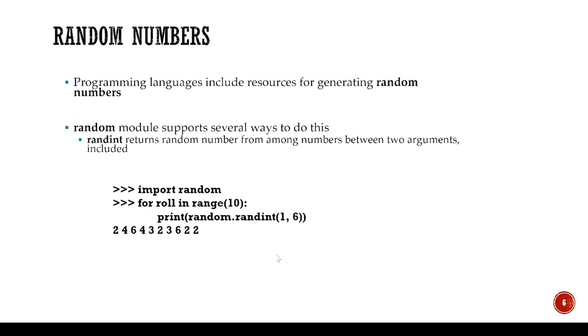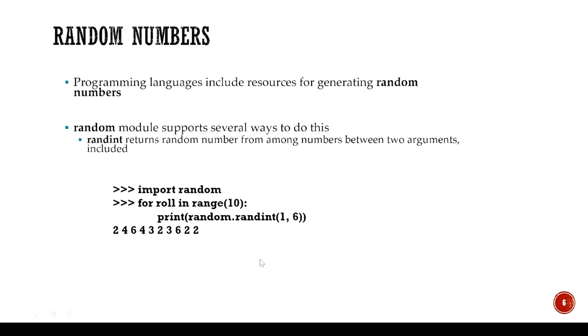Okay. Let's start with generating random numbers. Programming languages include resources for generating random numbers. There is a module called random which supports several ways to do this. So we import random as a new module. There is a function randint which returns a random number from among the numbers between two arguments, included. So there is a lower bound and an upper bound, and then it returns a random number between those two numbers.